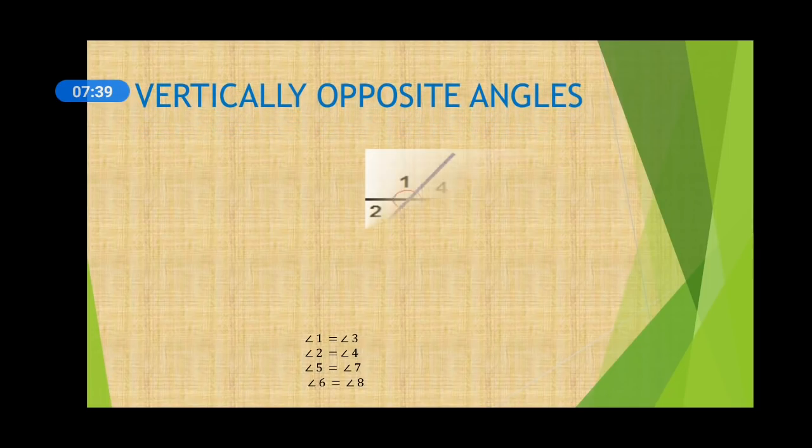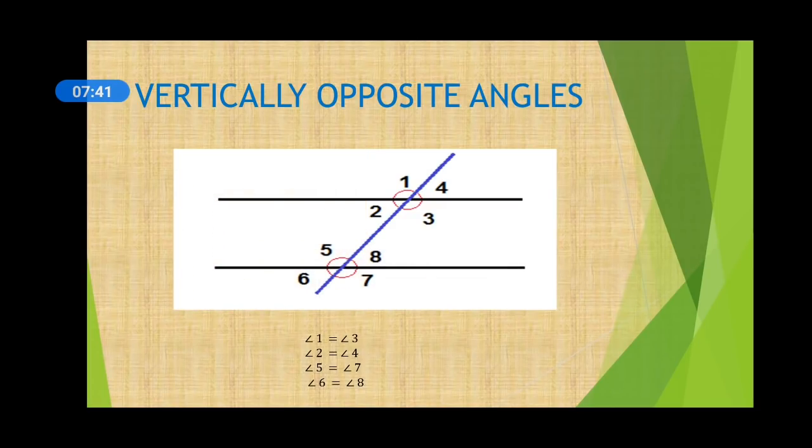Now vertically opposite angles are easy to identify whenever two lines intersect at a point. So in this example, the lines are meeting at 2 points circled by red color. So angle 1 equals angle 3. The vertically opposite angles are equal to each other, and angle 2 equals angle 4, angle 5 equals angle 7, and angle 6 equals angle 8.